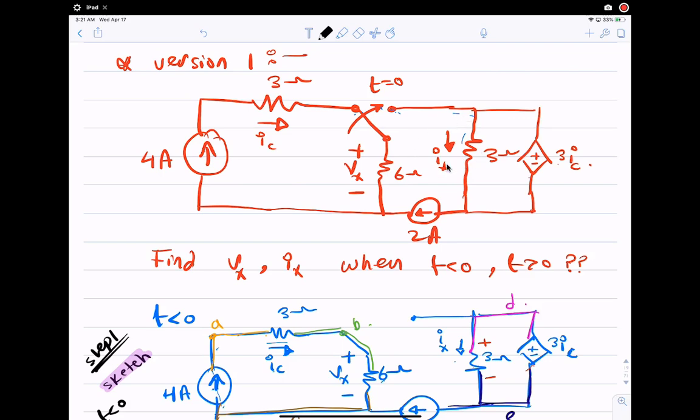There's the Ix, and there's the Vx. And he also asked me on two times, t less than 0 and t greater than 0. Always, if you have a switch, step one is to draw or sketch the switch at the first time. So when t less than 0, that means the switch would be directed toward the tail, and the tail is to the left, right? And then after the time 0, it will go to the right.